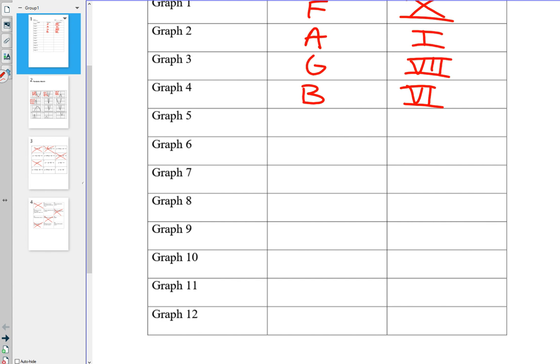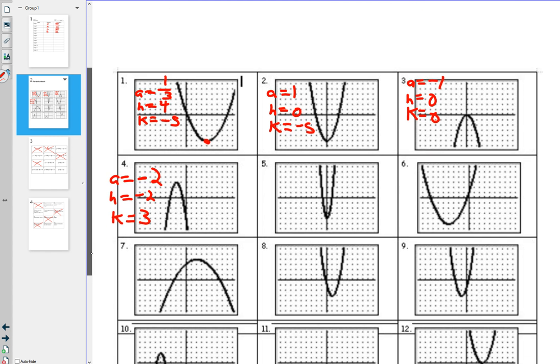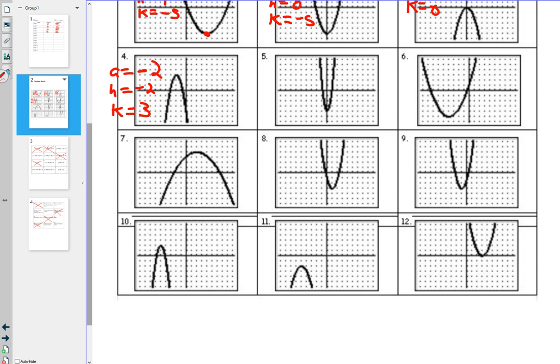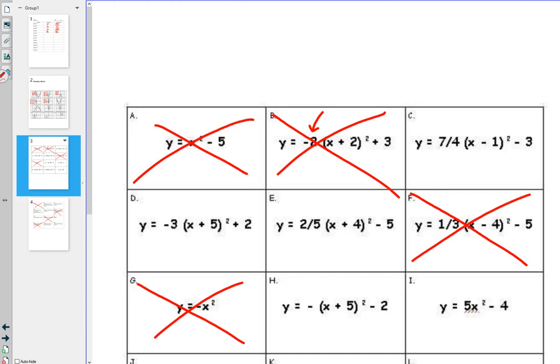Okay, the fifth graph. We can tell it's facing up, so we know A is gonna be positive. It also looks kind of skinny, so it looks like it's gonna be a stretch. It looks like it was squished horizontally, but stretched tall and skinny. So it looks like A is gonna be bigger than 1. And then H is 0 and K is -4. So we're looking for a vertical stretch and then a vertex at 0 and -4. Because H is 0, there should be no parentheses.